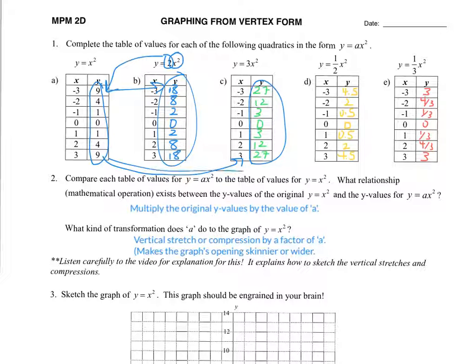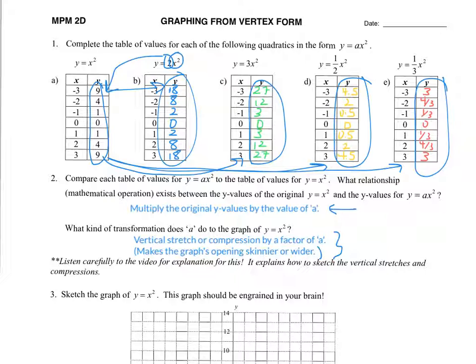To go from here to the fourth one, part D, I'm really multiplying all the y values by a half, or taking a half of them. And similarly for the fifth one, which is the 1/3, we're really multiplying all the y values by 1/3, or dividing by 3. So that's what I have written down here. We're multiplying the original y values by the value of a. Now that gives you your vertical stretch or compression, which changes your graph's width of opening.